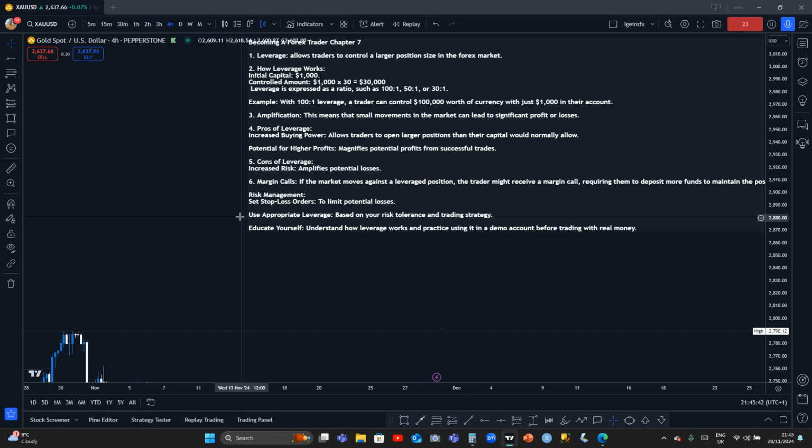Then the next one is risk management. Use your stop loss order to limit your potential losses. Use appropriate leverage based on your risk tolerance and trading strategy. Educate yourself: understand how leverage works and practice using it on a demo account before trading.